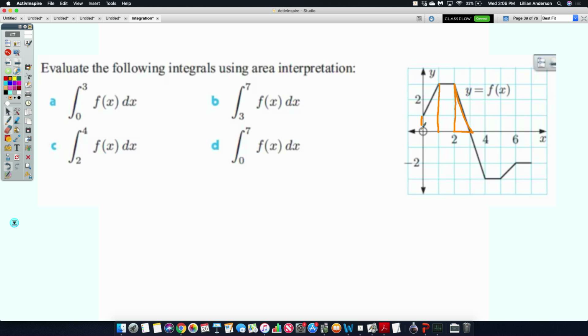Or I could do 2 trapezoids, if I did it vertically. Either one works, but you would have to divide it up and take each area's pieces and add them up together.